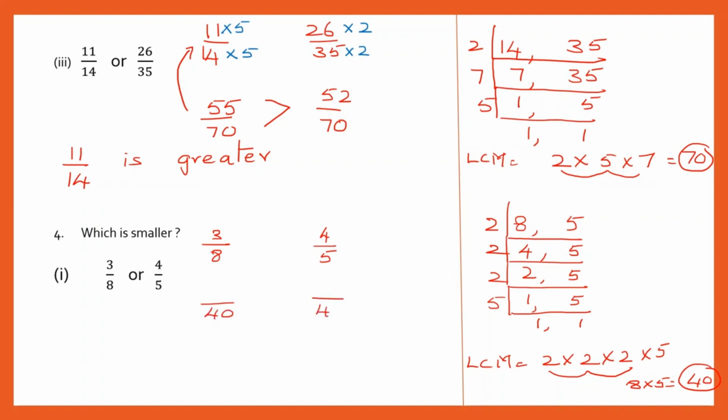And now I'm going to get my new numerators. 8 into 5 is 40. So I multiply 3 also by 5. 3 5s are 15. Moving on to the next fraction, 5 8s are 40. So I multiply 4 also by 8. 4 8s are 32. As you can see, now we have like fractions. 32 is the greater numerator and 15 is the smaller one.